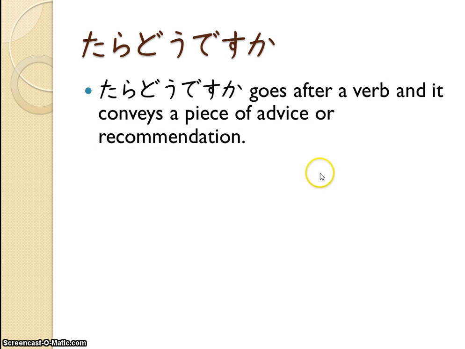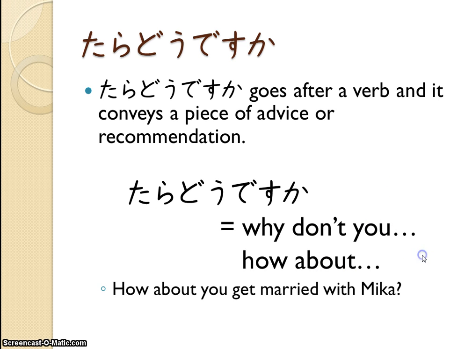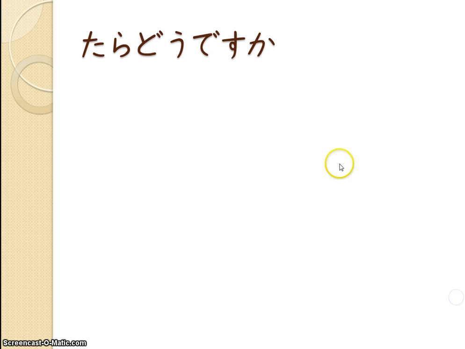So you're suggesting something that the other person should do. So it translates usually as why don't you or how about. Okay, here's an example. How about you get married with Mika? Mika-san to kekkon shitara dou desu ka? So obviously if you take a look right here, kekkon shi, that looks like the stem right there, but we'll take a look a little bit further to figure out how you would conjugate these.